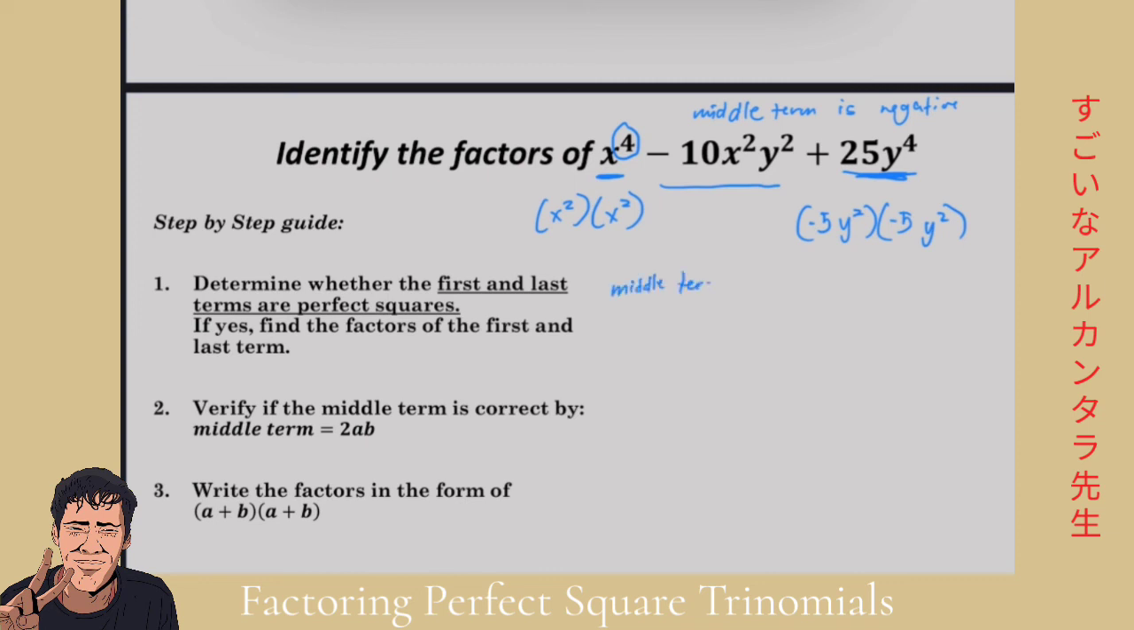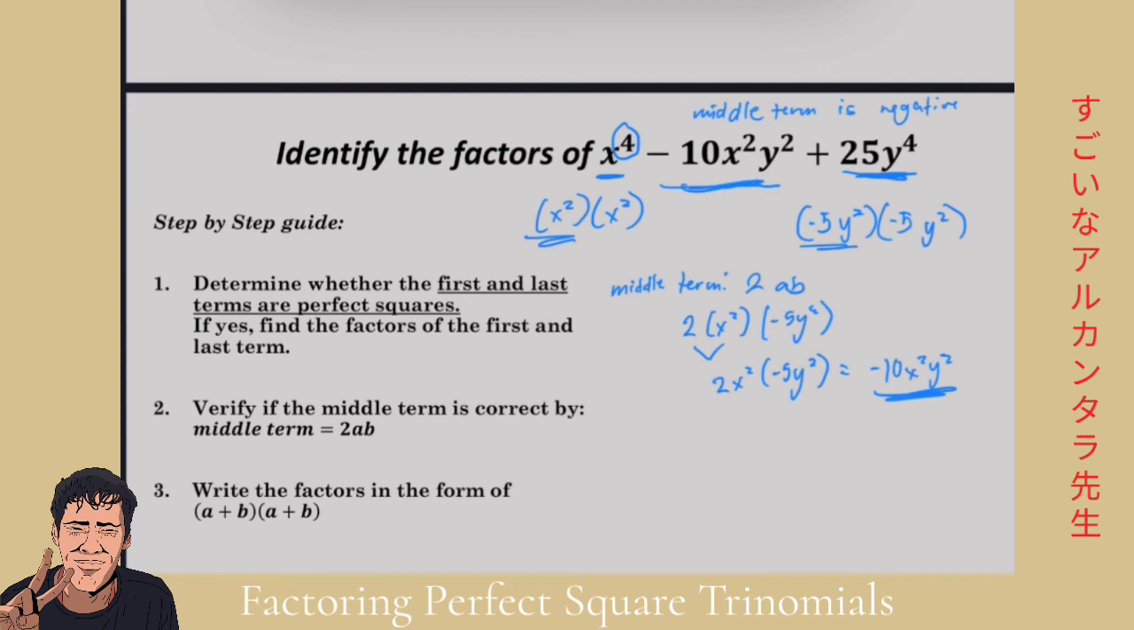The middle term, we can have 2ab. So choose 1 only. Choose 1 here. So this will be 2 times x squared times negative 5y squared. Take this 1 by 1. 2 times x squared, that's 2x squared. To continue multiplying it, this will give us negative 10x squared y squared. And that's our middle term right here.